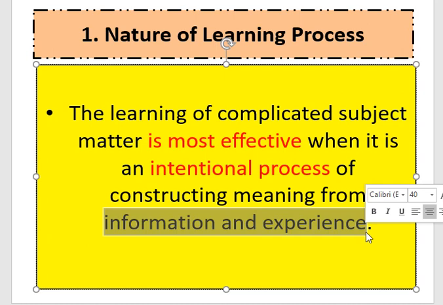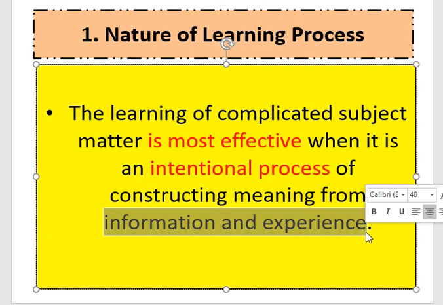So anong sabi ni LCP? Sabi niya, even if the subject or the topic is difficult, but if you are really motivated, or if you really intend, if you really want to learn that one, the process is easier. You will be able to learn it.